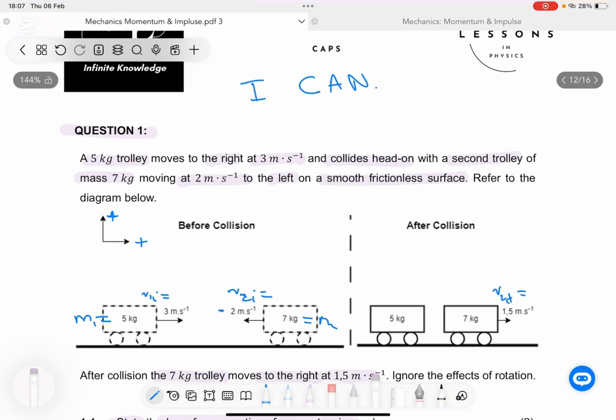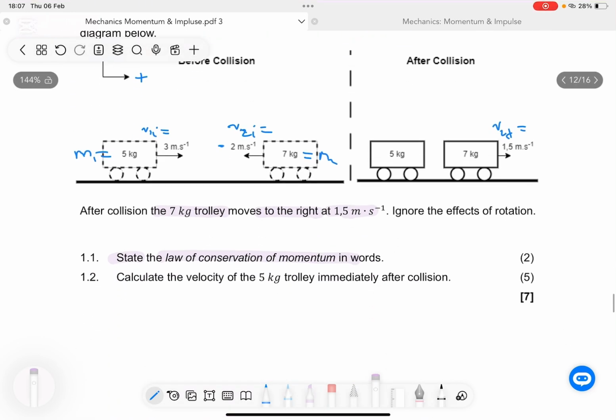Now, we are going to cycle back to answer, meaning we answer the next question. In doing so, we go to question 1.2 that says calculate the velocity of the 5 kilogram trolley immediately after collision. As I said, we don't know the final velocity of this object after collision. So they're actually asking us to find that velocity immediately after collision when these two objects have collided and the other one is going in that direction, and we're trying to find in which direction this one is going.